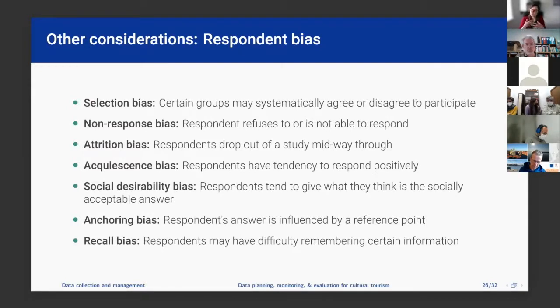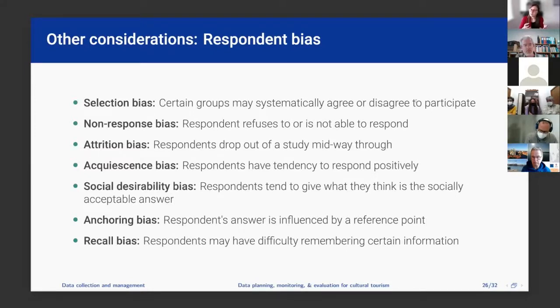If you're doing, for example, interviews or phone interviews, a survey over the phone or a survey in person, there's a thing called acquiescence bias, which is where respondents have a tendency to respond very positively. They want to answer in a positive way. So they might tend to agree with you, even if in other circumstances they wouldn't. You could have people just giving what they think is a socially acceptable answer. This is a social desirability bias. This is something that was talked about a lot after Brexit, for example.